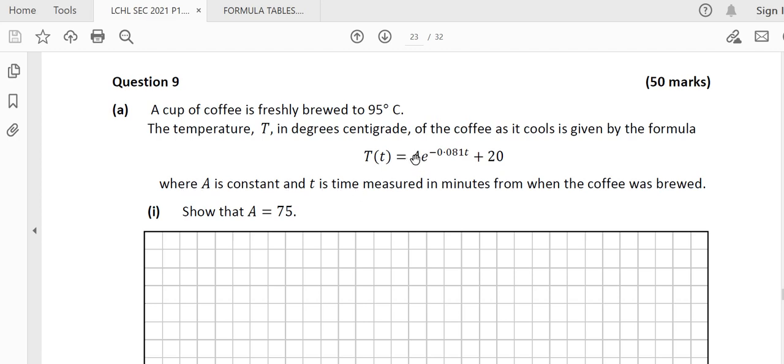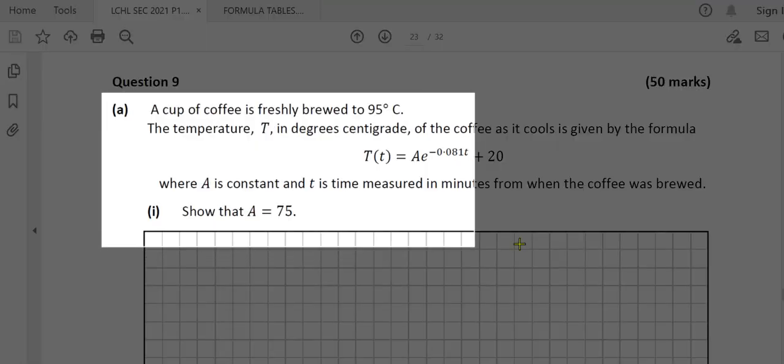That means that it is a number, and always when you have an equation in the beginning of the question, and in that equation you have a letter that represents a number, the first thing you will have to do is to find the value of that letter, and t is measured in minutes from when the coffee was brewed. Okay, so let's have a look at that.